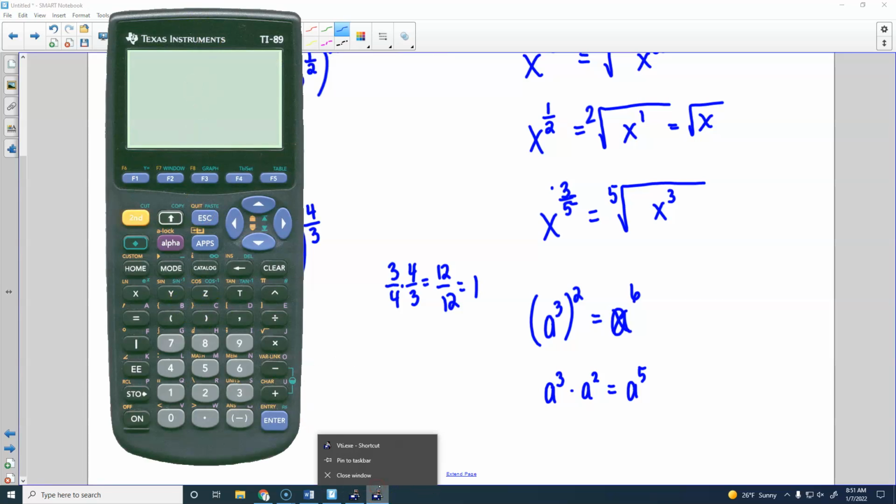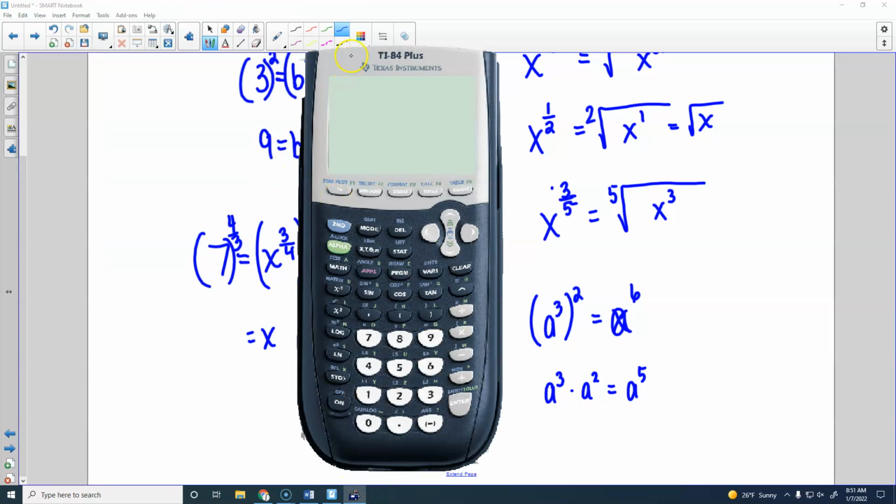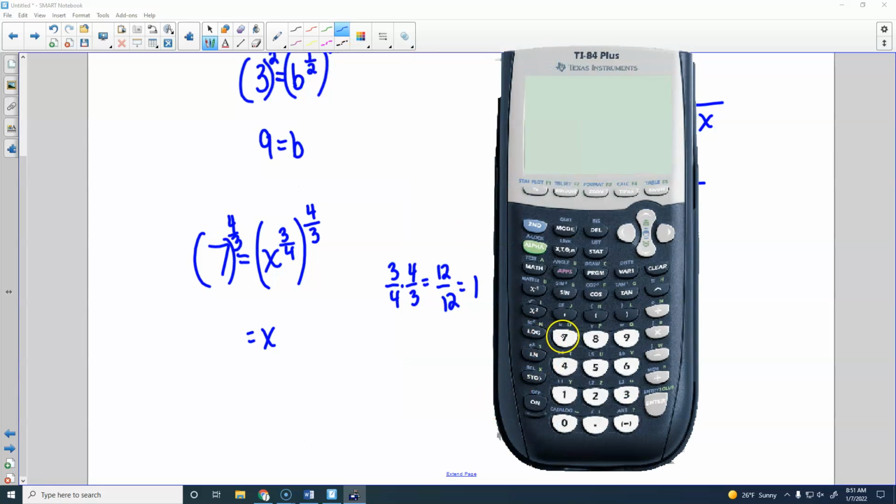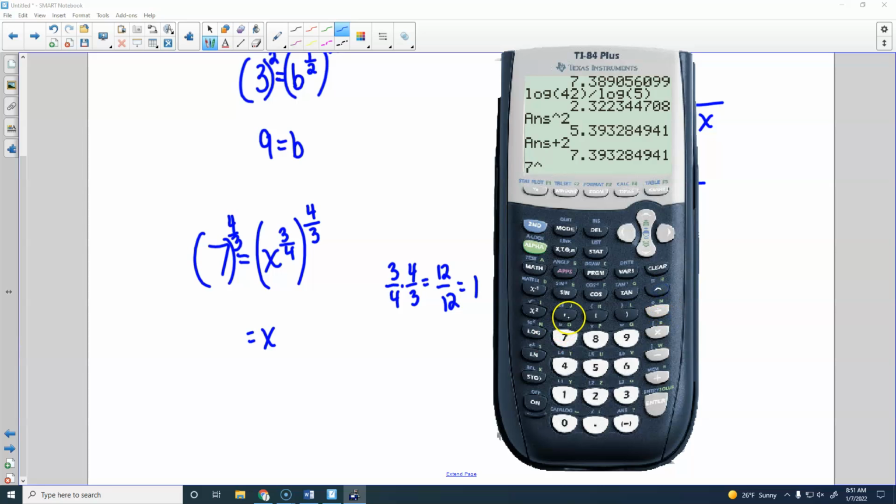Then I could type it in the calculator. Let me close that calculator. That one's too powerful for you guys. 7 to the 4/3 and get 13.391 there.